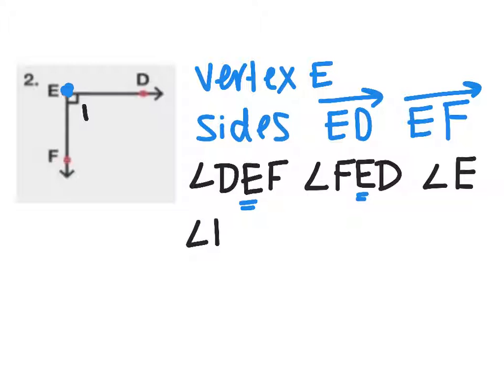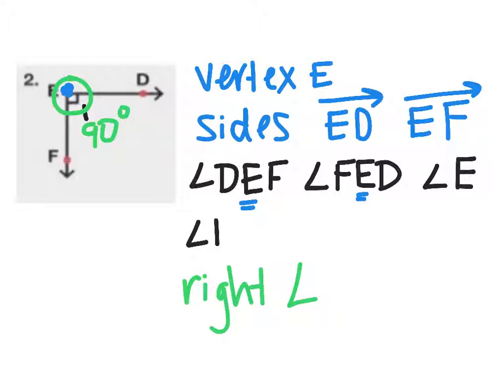Alright, this is a right angle. I know it's a right angle because it has this little box in here. That little box means that it's a right angle. It also means that this is a 90-degree angle. Acute angles are less than 90 degrees. Obtuse angles are bigger than 90 degrees. And a right angle is a perfect 90-degree angle.